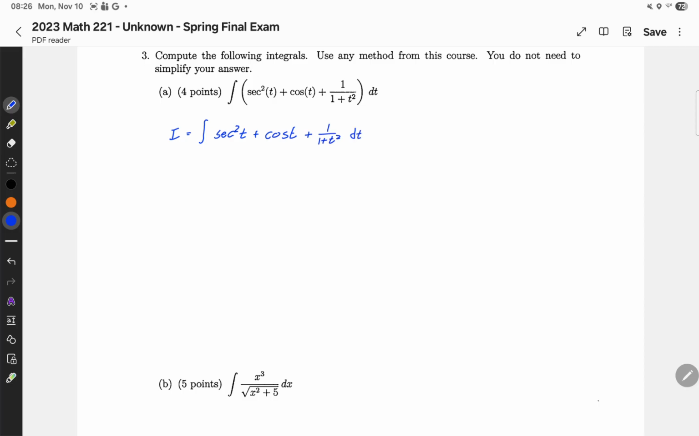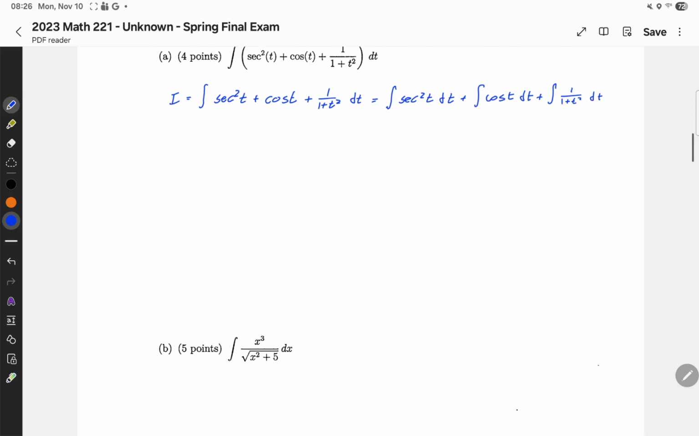All right, so this problem is really testing two things. One, you need to remember for this one that you can split integrals on addition and subtraction. They're linear, in other words. So this is actually going to be equal to the integral of secant squared t dt plus the integral of cosine t dt plus the integral of 1 over 1 plus t squared dt.